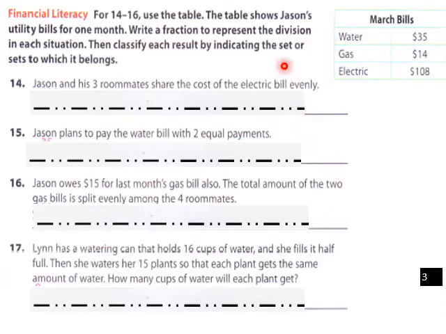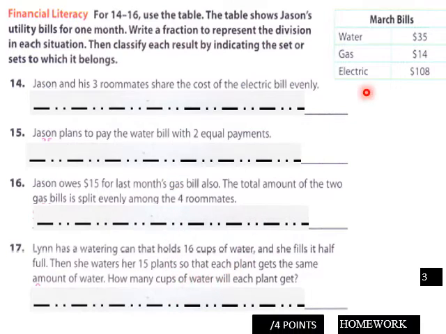And page 3, we got 14, 15, 16, and 17 here. We got some word problems that go from this table up here. Jason's utility bills. Write a fraction to represent the division in each situation. Then classify each result by indicating the set or sets in which it belongs. So you got 4 points here for page 3.